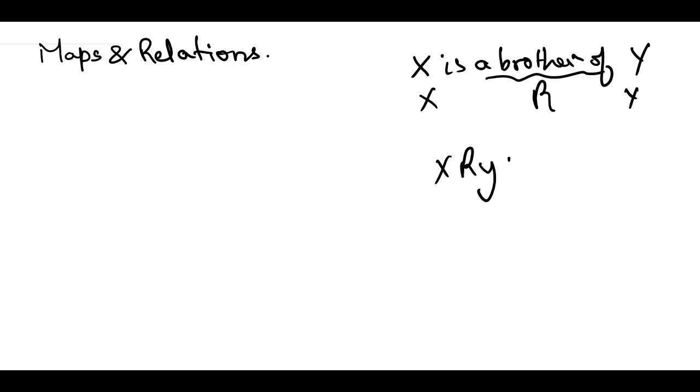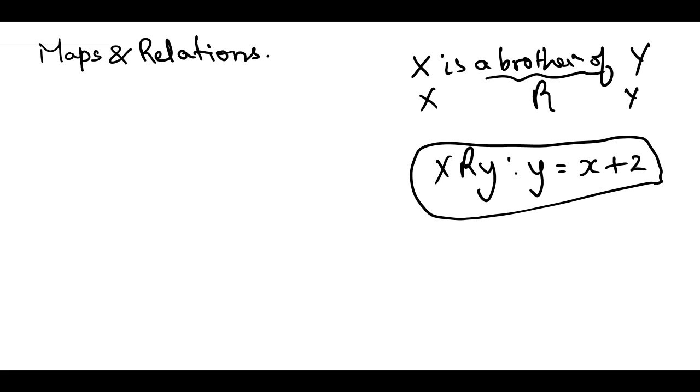In mathematics, an example could be x is related to y if y is equal to, say, x plus 2. And this is a relation because x is related to y in the sense that you add 2 to x, you get y. So this is how x is related to y in this case. So relations are always a condition that connects two objects.